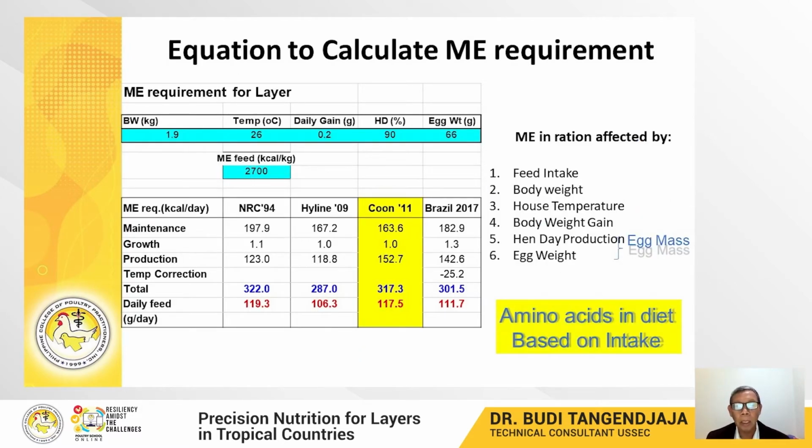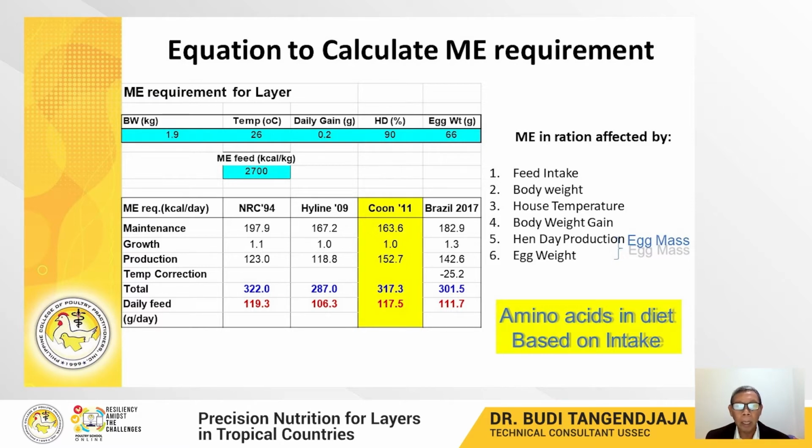This is an Excel calculator that we developed based on the equation that I previously mentioned. So the daily ME requirement will depend on the body weight, the temperature, the daily gain, hen-day production and egg weight. So we can change the blue cell here, whatever the situation in the field. Say when the body weight changes to become 2 kilo, we can change it easily in the blue cell.